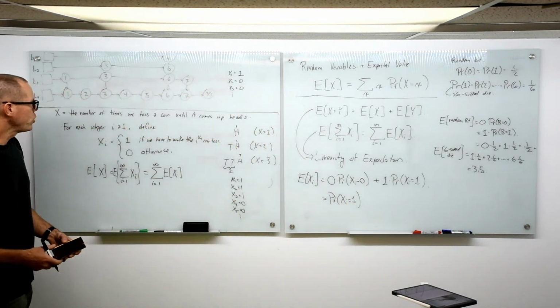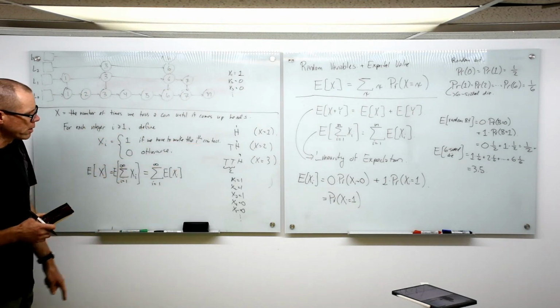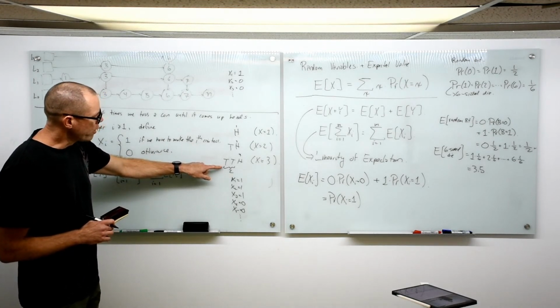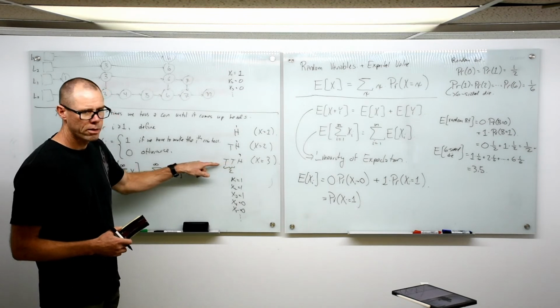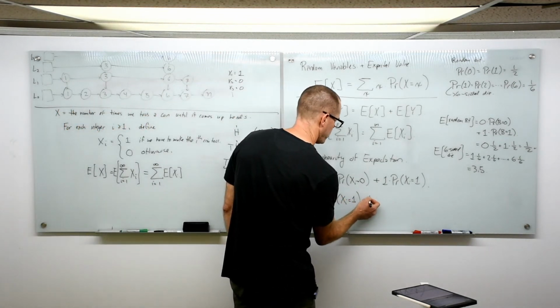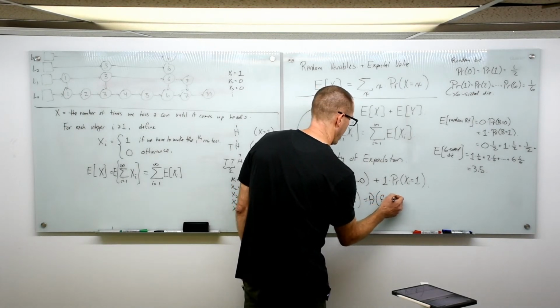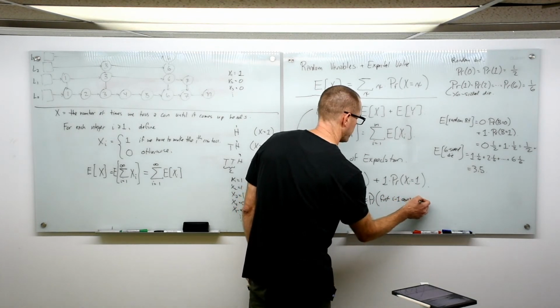And what's the definition of x sub i? X sub i is 1 if we had to make the ith coin toss. And we already said, when does that happen? That happens when the first i minus 1 coin tosses all come up tails. So that's just the probability that the first i minus 1 coins come up tails.